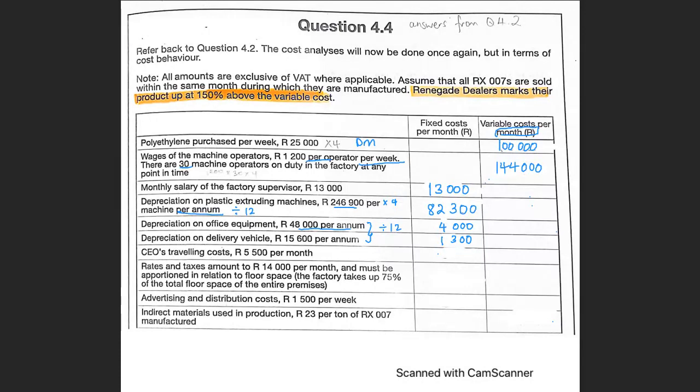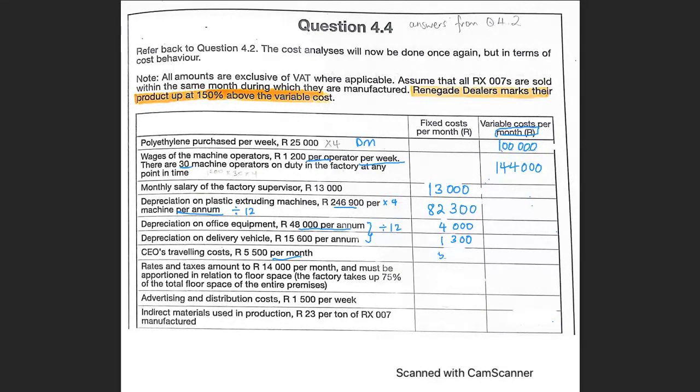Please stop me if you are confused about anything or you do need me to explain again. I'm happy to do so. So then the next one was your CEO's traveling cost, and this was 5,500 Rand per month. This is already on a monthly basis, so you don't need to do any conversion.